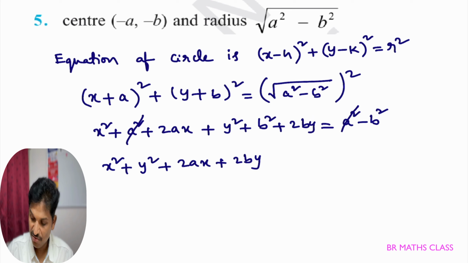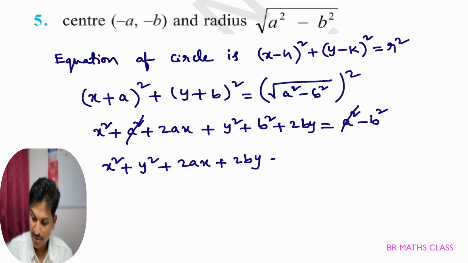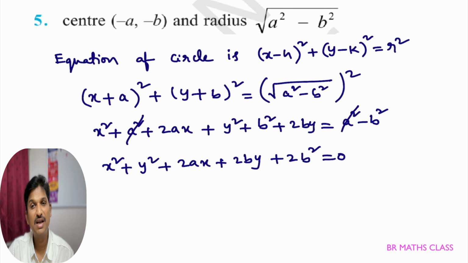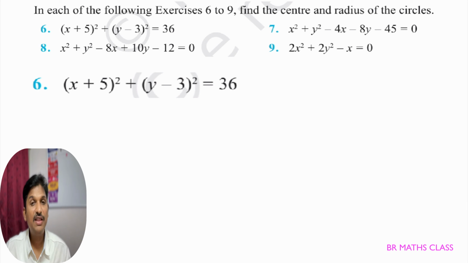The y term is 2by. Now you observe what is remaining here: plus b square is there, here minus b square is there. You take minus b square to this side, b square plus b square, that is plus 2b square equal to 0. I hope you understand. These are easy only actually. So in the first 5 problems, when they give center and radius, we learned how to find the circle equation. Now from question number 6 to 9, find center and radius of the circles. They'll give circle equations, you need to find center and radius, right?